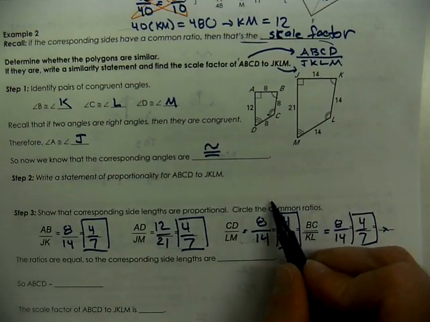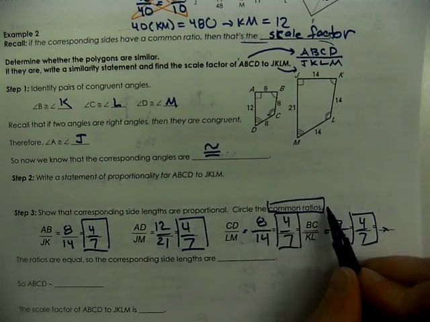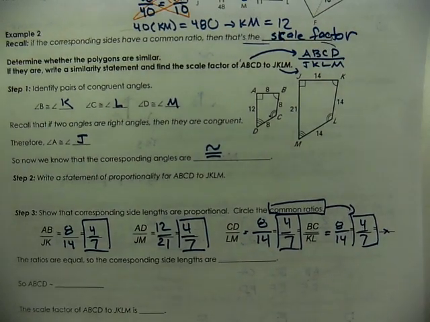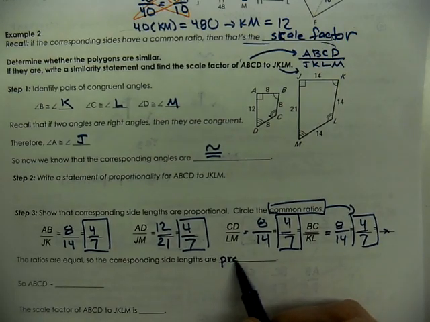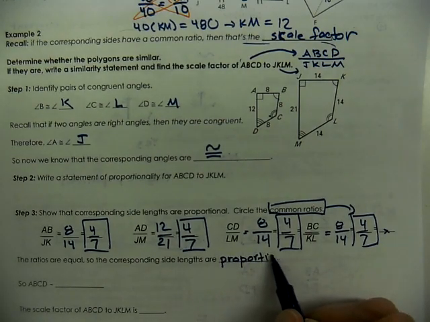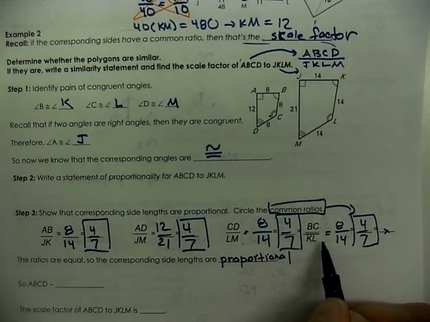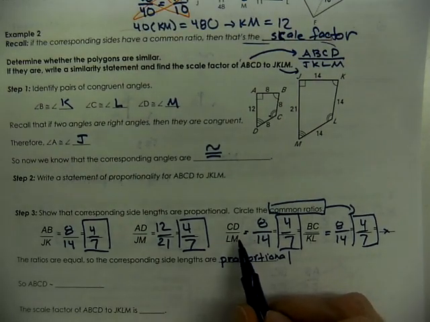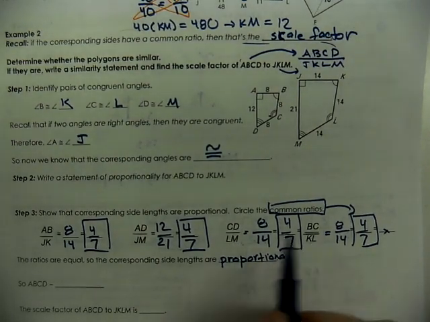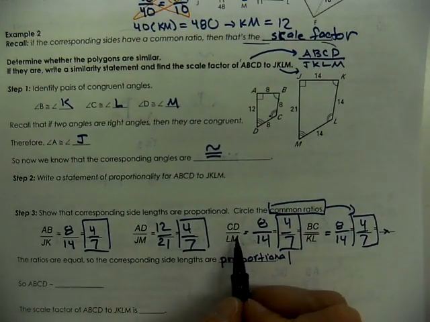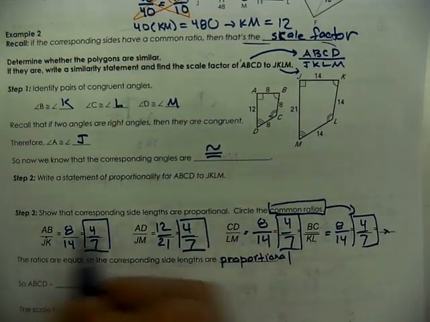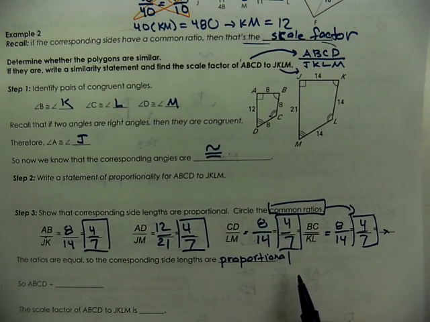So there it is. When it says circle the common ratio, we got it. And the ratios are equal, right? So the corresponding side lengths are proportional. That means you could set this ratio equal to that ratio, and that would be a proportion. Or you could set this ratio equal to that ratio, or this equal to that ratio. And you'd get lots of different kinds of proportions.